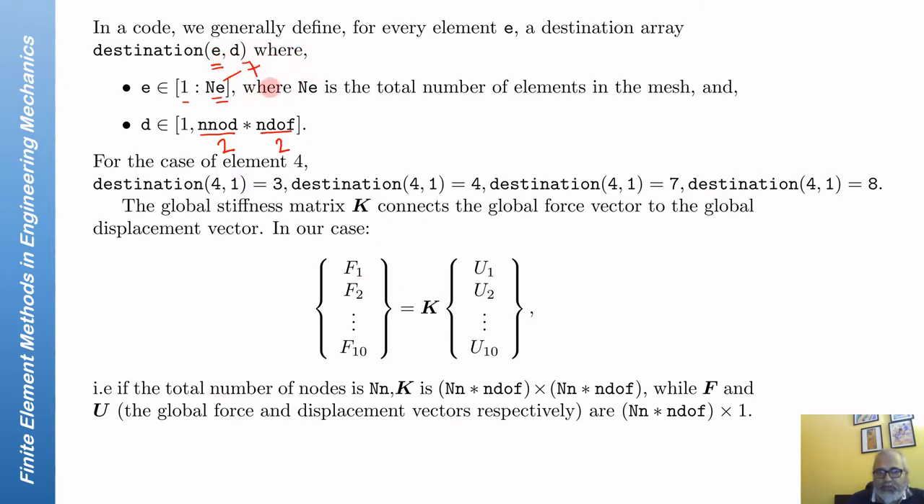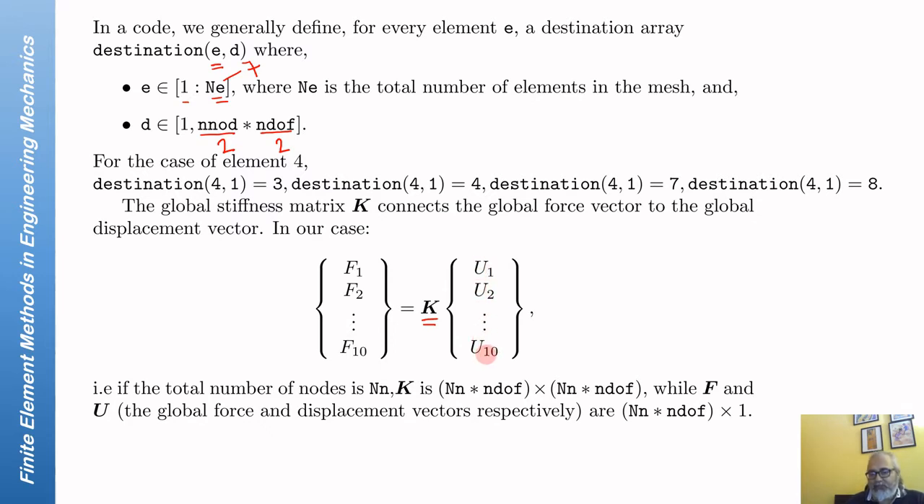We'll have a 7 cross 4 destination array which will tell us, for each element, which degree of freedom goes globally to which number in the global system of things. Because when we assemble the global stiffness matrix, which we call K, this is the ordering that we are going to use. We are going to use capital U1 to capital U10.